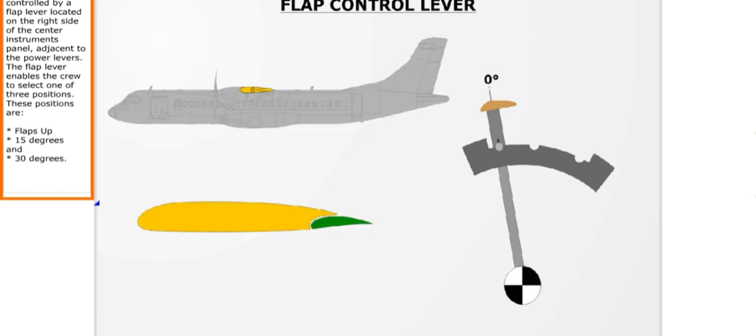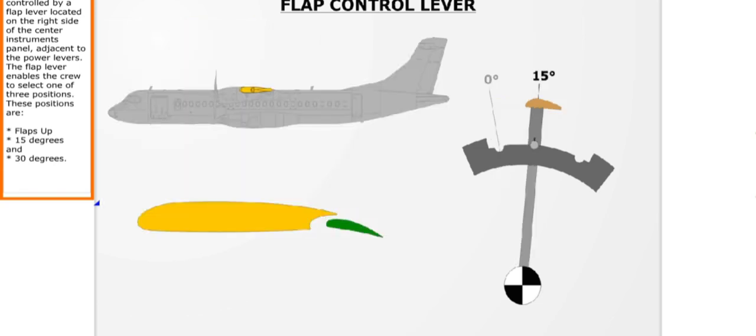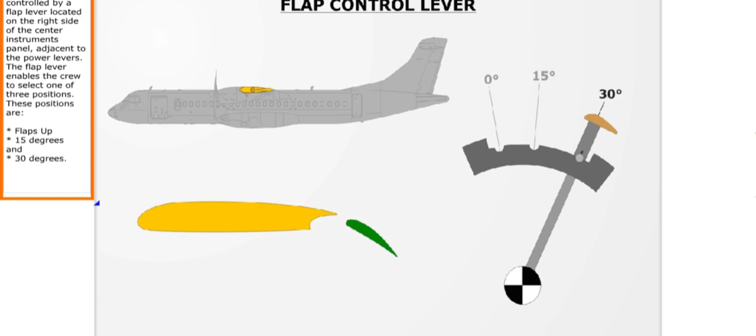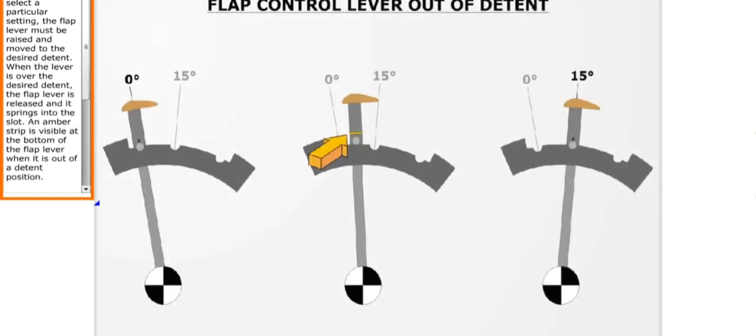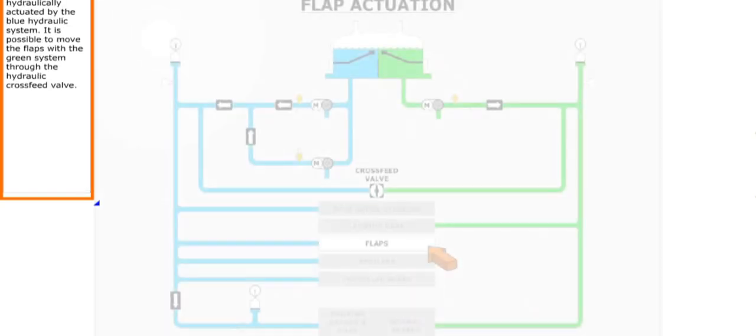These positions are flaps up, 15 degrees, and 30 degrees. In order to select a particular setting, the flap lever must be raised and moved to the desired detent. When the lever is over the desired detent, the flap lever is released and it springs into the slot. An amber strip is visible at the bottom of the flap lever when it is out of a detent position. It should be noted that the design of the flap system does not allow the selection of an intermediate position.